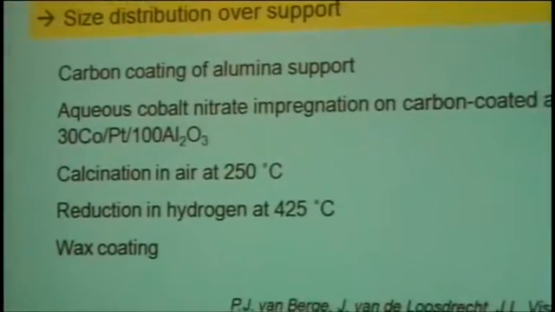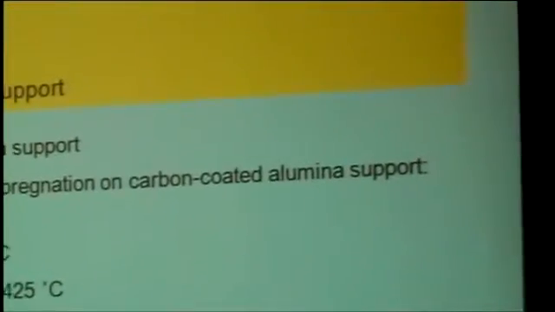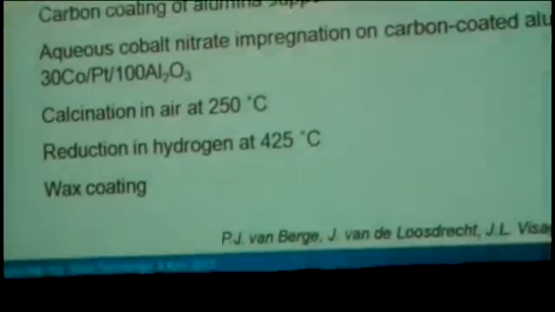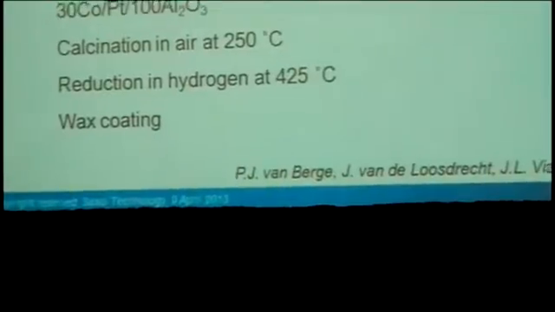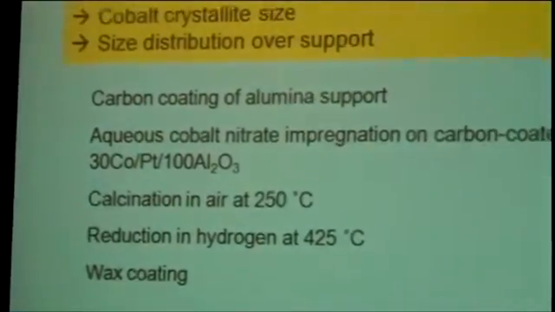So we start with an alumina support, we do the carbon deposition, then we do the cobalt nitrate impregnation with the aim to get to 20% cobalt on alumina. Then we do calcination, reduction, and in our case we like to do wax coating of the reduced catalyst because it's pyrophoric, and if you want to do your Fischer-Tropsch testing in a slurry bed reactor, you need to protect your catalyst prior to loading.